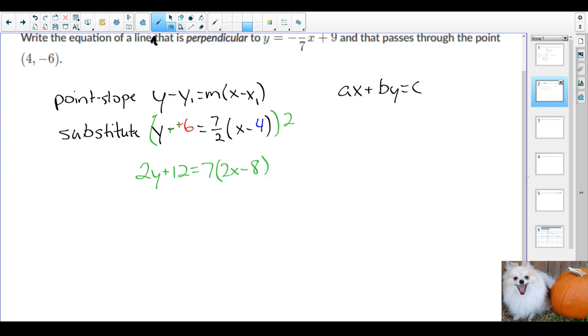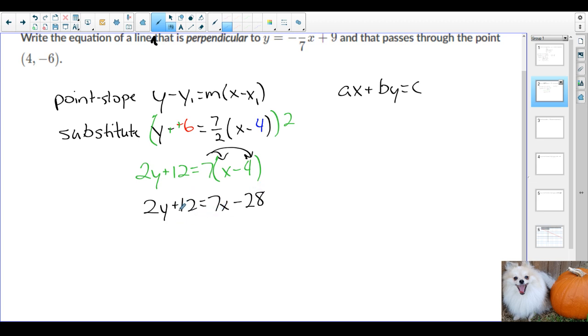No, let's not. Let's go back. Hold on. I don't want to do that. I want to leave that x minus 4. Okay, so now if I distribute, I think this will work. Otherwise, this will be embarrassing. So we got 2y plus 12 equals 7x minus 28. Yeah, all right, this is looking good.